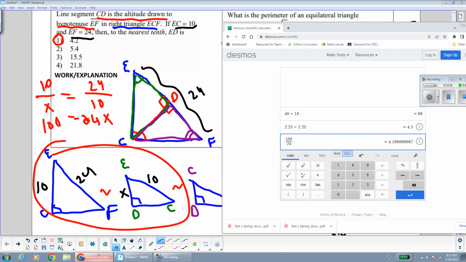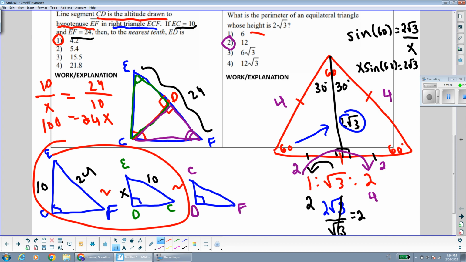Let me get my calculator. And look at that, that's 4. And then each side is 4, so that's 12. So same answer.